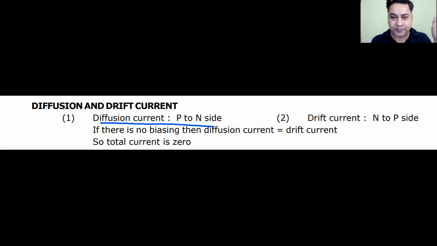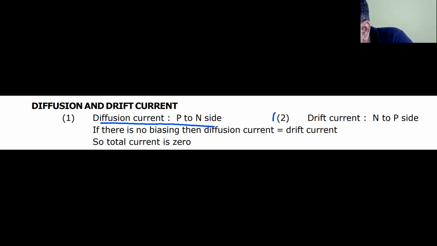Holes are moving from P to N side. Do we understand this? That current is known as the diffusion current, which happens on its own. From P side to N side, whatever charges are flowing, the direction of current from P side to N side, that is known as the diffusion current. Do we understand this? Just remember this.